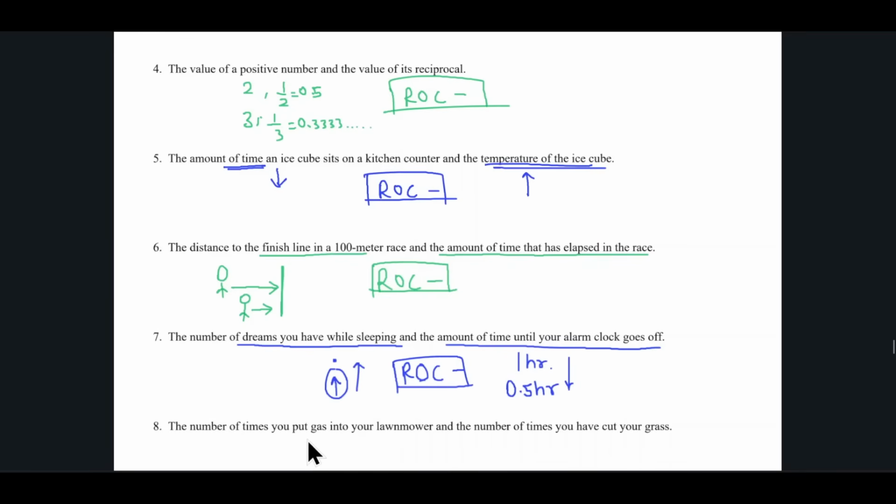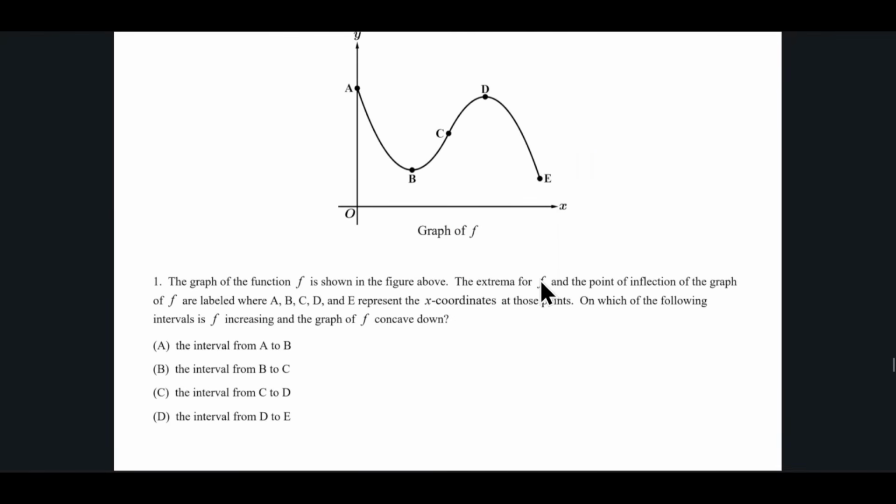Finally, the number of times you put gas into your lawnmower and the number of times you have cut your grass. The more you use the lawnmower, the more you have to put gas in your lawnmower. So ROC is positive. This is an increasing function, right? Okay, I hope these make sense. Let's move to other questions.